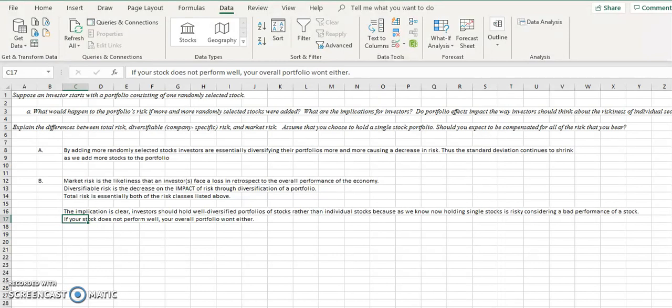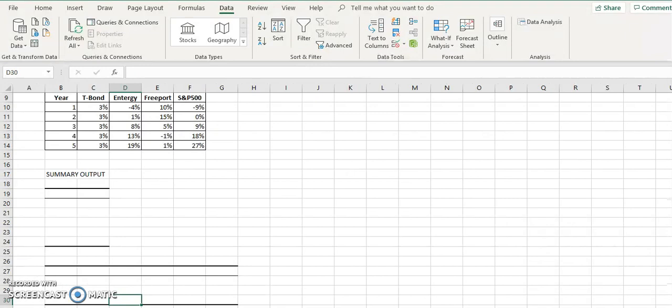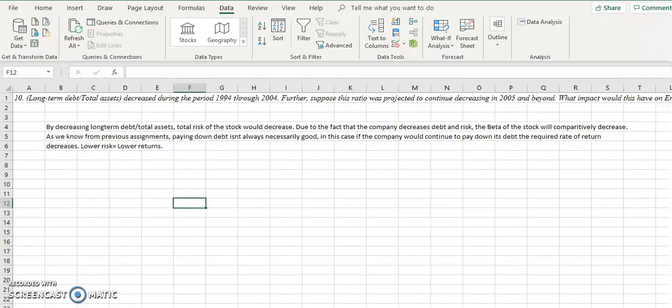The implication is clear. Investors should hold well-diversified portfolios rather than holding single stocks. The reason is because if we're holding a single stock and it doesn't perform well, our complete portfolio is not performing well. We are going to skip a bit here because we are running short on time. We're going to move on to number 10.